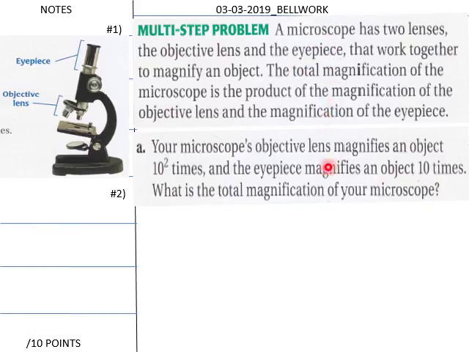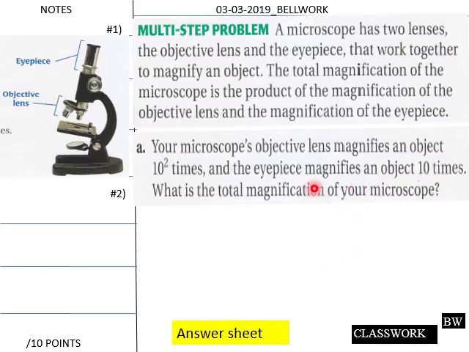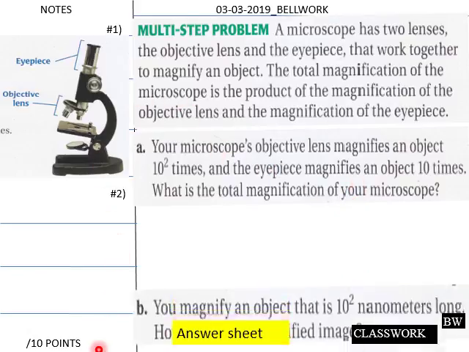Okay, teachers, here is your bell work for today. You have a word problem here about a microscope. 10 to the squared times. The eyepiece magnifies an object 10 times. What is the total magnification of your microscope? So students, 5 minutes, then we'll check back.